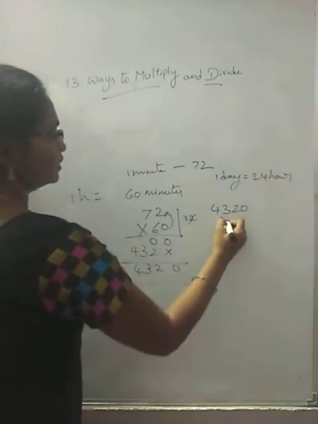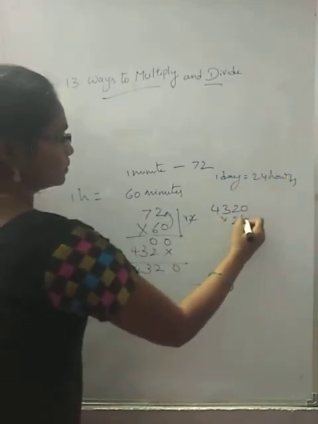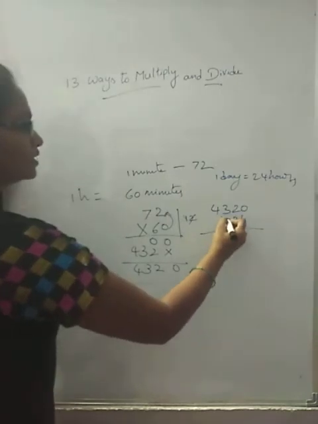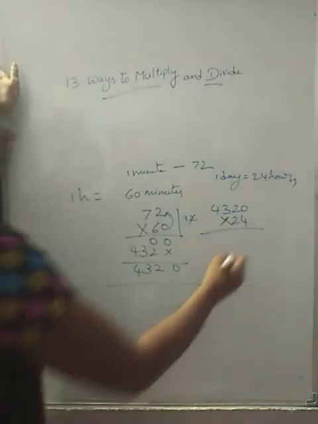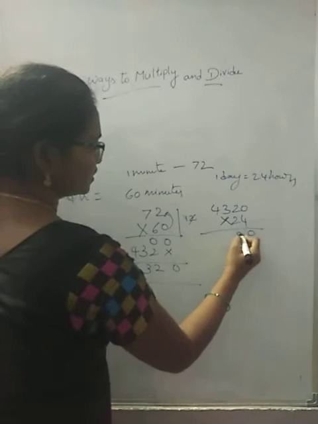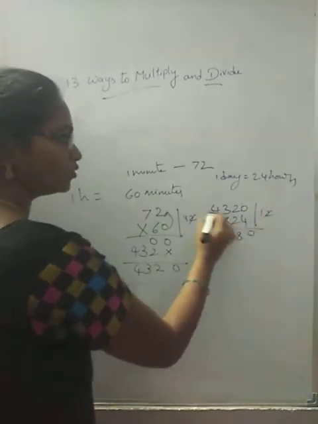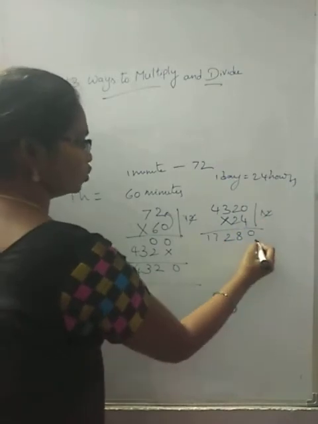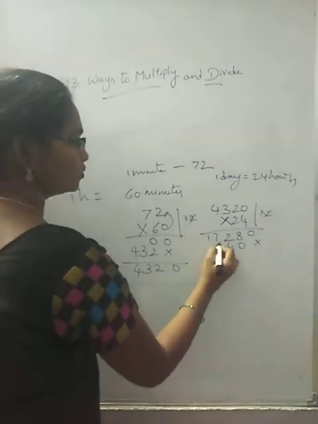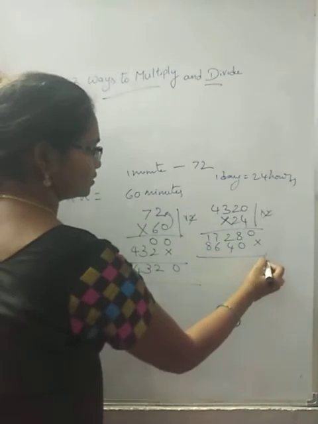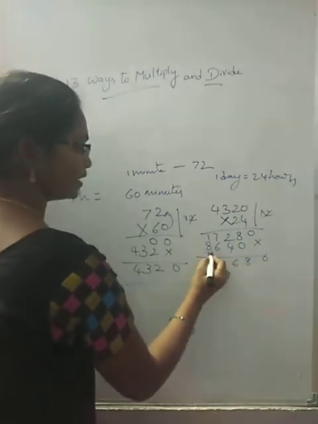So for 1 day, 1 hour beats into 24. 4 4s are 16 plus 1 is 17. 2 2s are 4, 2 3s are 6, 2 4s are 8. Add this.